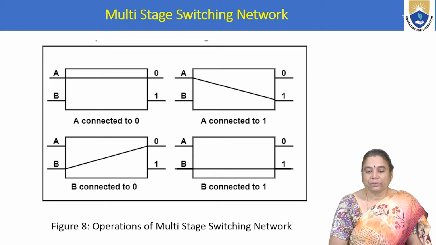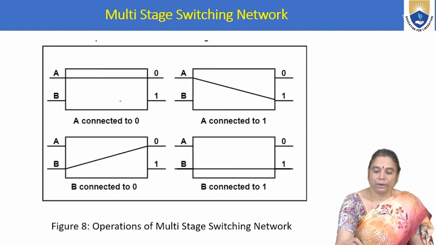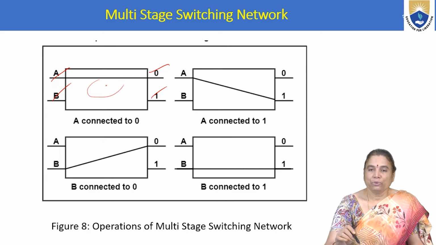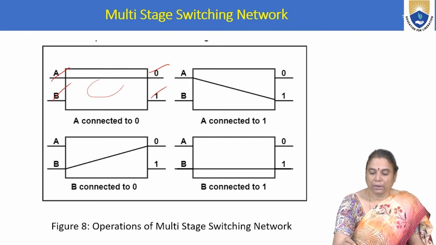So this is the structure of the multi-stage switching network. It is a 2x2 switch having 2 inputs A and B and 2 outputs 0 and 1. The switching logic established here can be used to interconnect the processor with the memory module. So multiple switches are employed in the network, thereby the name multi-stage switching network.